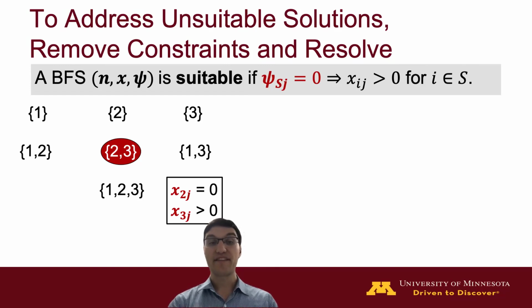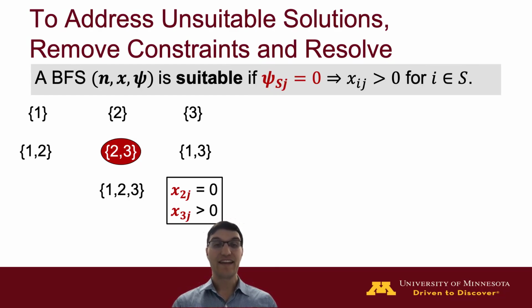Okay. But in this case, the definition of suitability tells you, well, we said before, if we have a suitable solution, the tight constraints are going to be nested. Here, the tight constraints are not nested. Therefore, the solution must not be suitable. What does that mean? That means there must be some set S and some J where this constraint is tight, but one of the X's is 0. So for example, here, suppose that X2J is 0 in the optimal solution that we found.